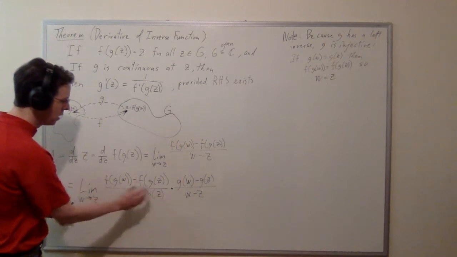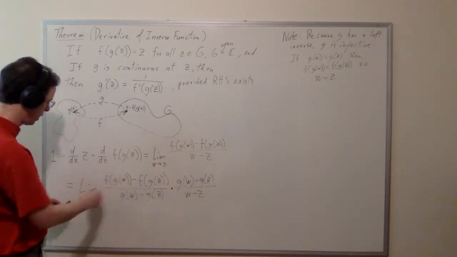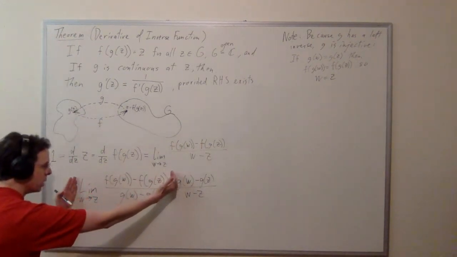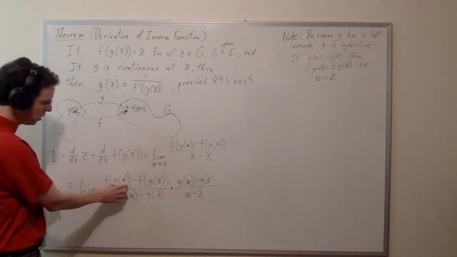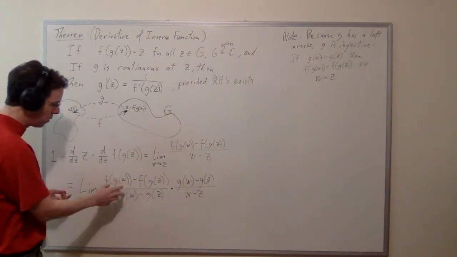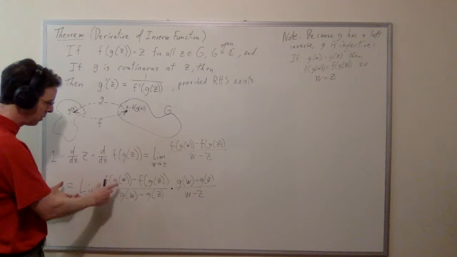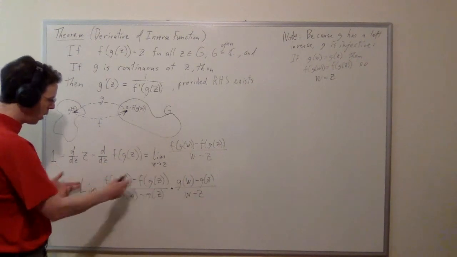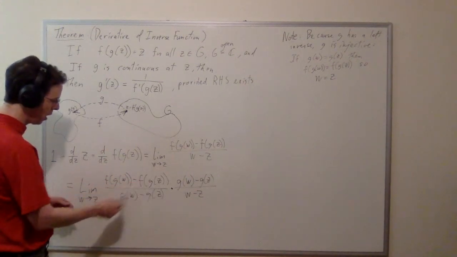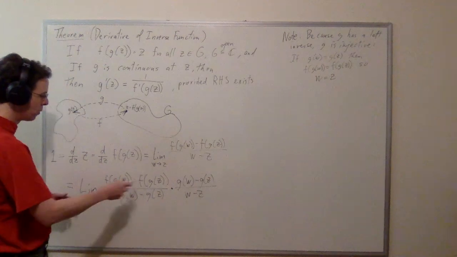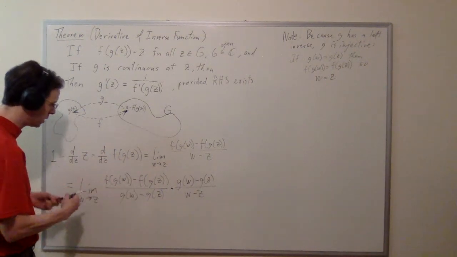And this is the value at which we are calculating a derivative if we are only doing this limit here. g of w is a variable, we can call it u, and this limit is then the composition of an outer function, f of u minus f of alpha over u minus alpha, with an inner function, which is g itself.